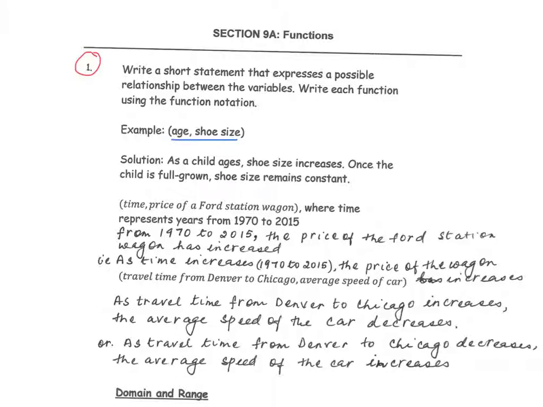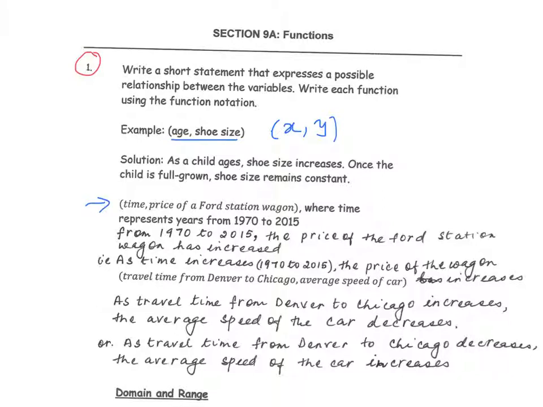So let's look at some real world situations of two variables that are related, age and shoe size. And notice that this is written in the form of an ordered pair. And in an ordered pair, x, the independent variable, comes first and y, the dependent variable, comes next. So clearly, shoe size, which is the dependent variable, depends on age. So as the child grows, or as the age increases, the shoe size also increases. And once the child is fully grown, the shoe size remains a constant. So that is how we describe the relationship between age and shoe size.